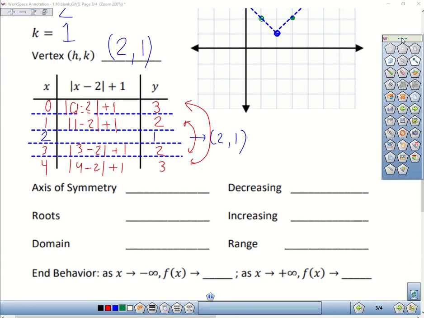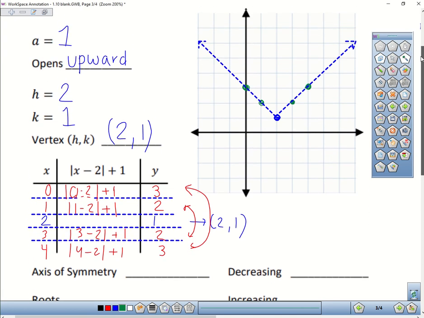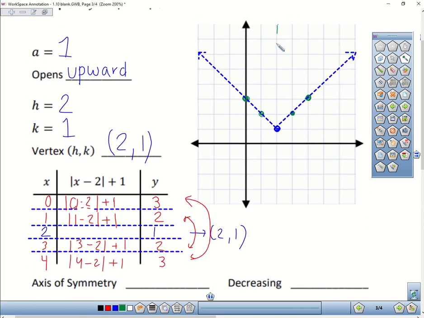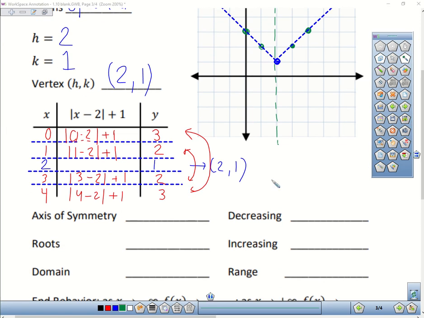And then once we've gotten all of that, we're now going to talk about some of its characteristics and key features. So let's talk about the axis of symmetry. So the axis of symmetry is the vertical line that goes right through the middle here. And the equation for that line is always x equals h. In this case, h is 2. So the axis of symmetry is known as x equals 2.